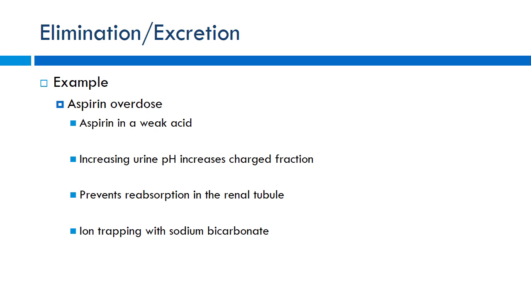So I mentioned this aspirin overdose already, so I won't labor this point, but just be aware that by alkalizing the urine, you put that weak acid into a more charged state. In this case, it's unprotonated. It's going to have an easier time getting eliminated in the urine because it's not being reabsorbed.